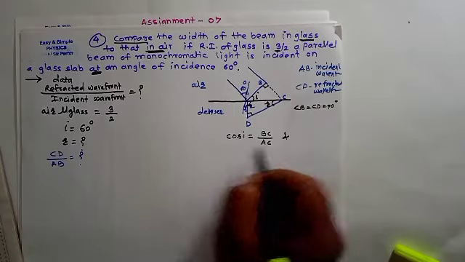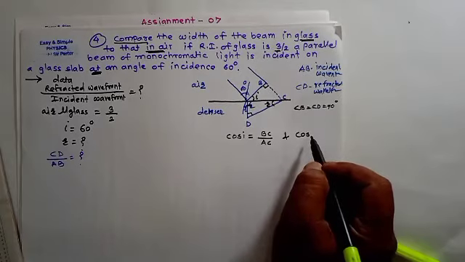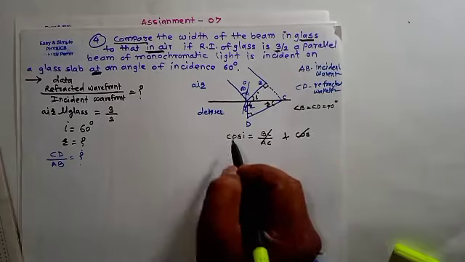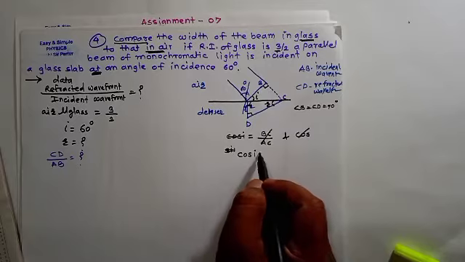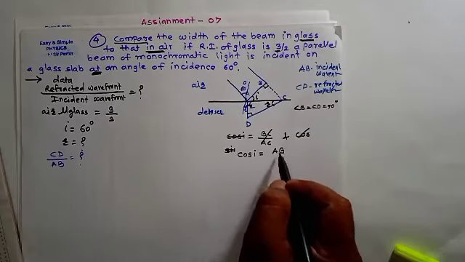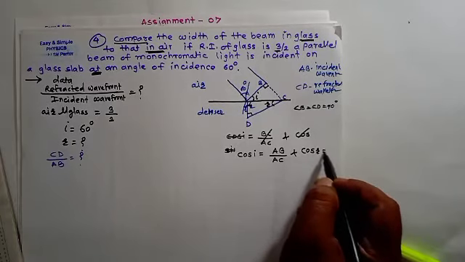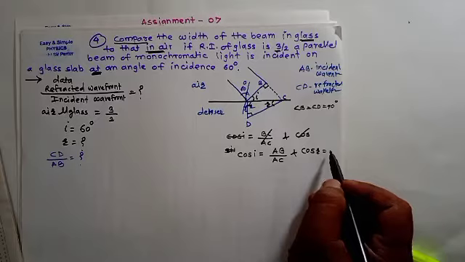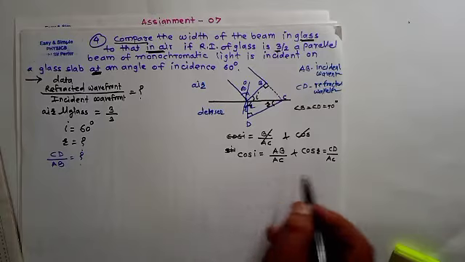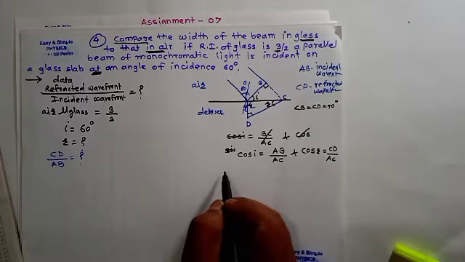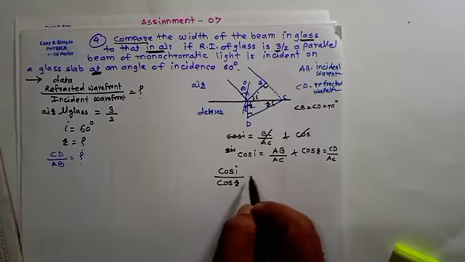and sorry, cos of I will be AB upon AC, and cos of R will be CD upon AC. So we can divide both, cos I upon cos R.